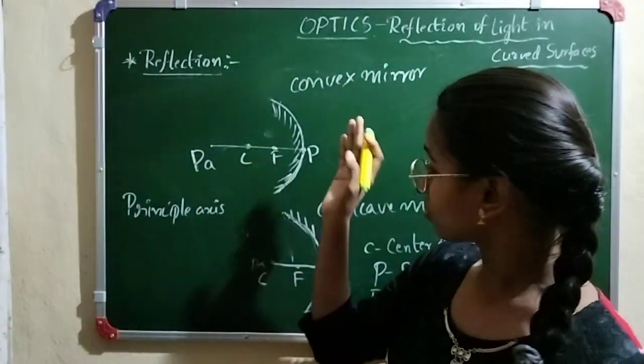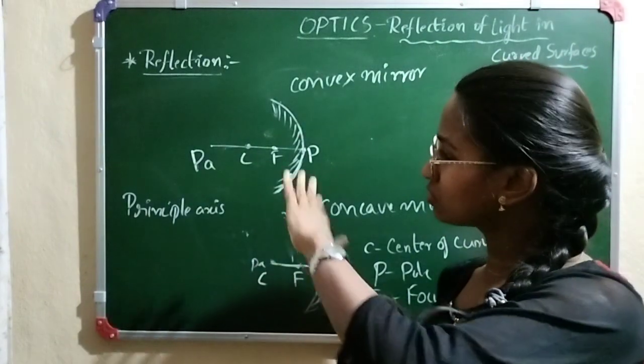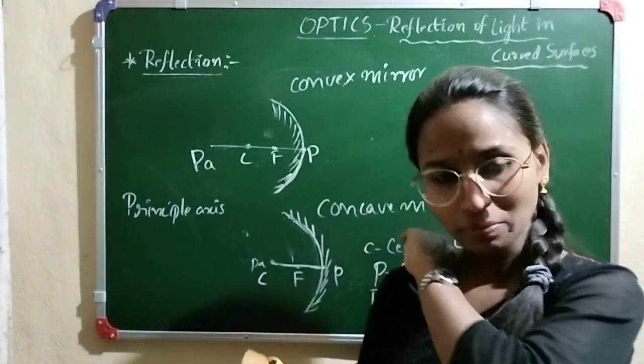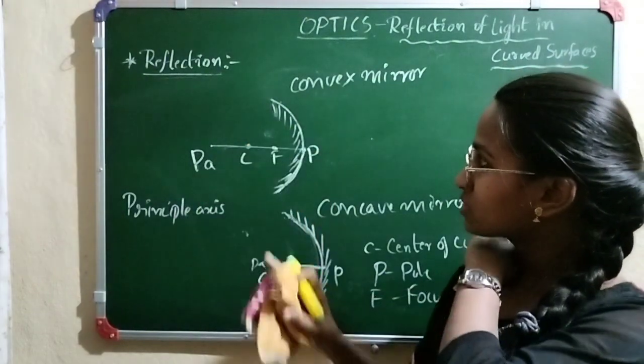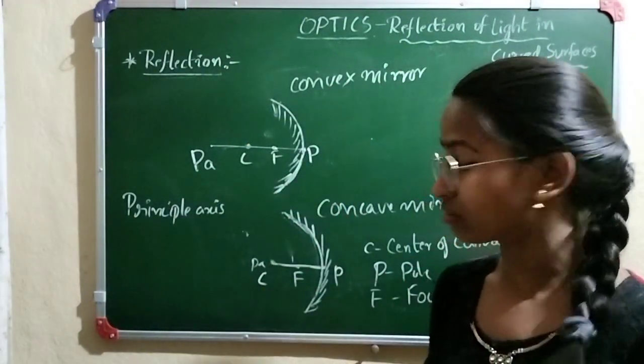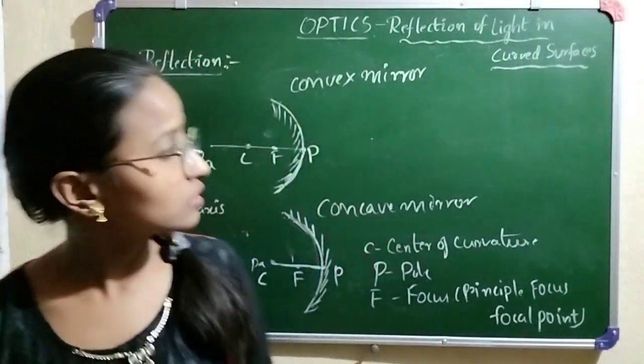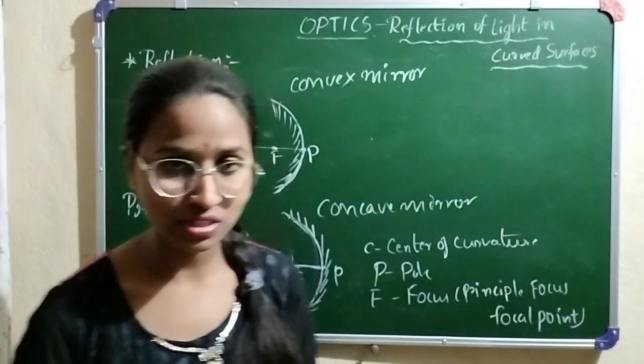Whether it is convex or concave, the parts are common, but the side of the mirror that acts as the reflecting surface is different. Here it is the bulged side, and that is a convex mirror. When the hollow side acts like a mirror, that is a concave mirror. These are the two different types of spherical mirrors, or curved surface mirrors.